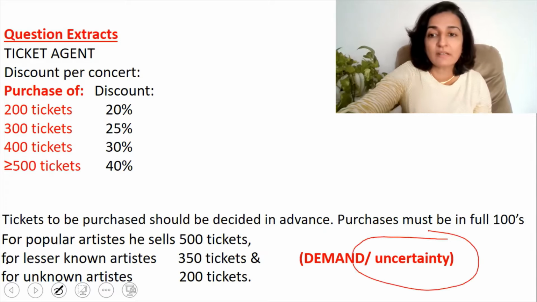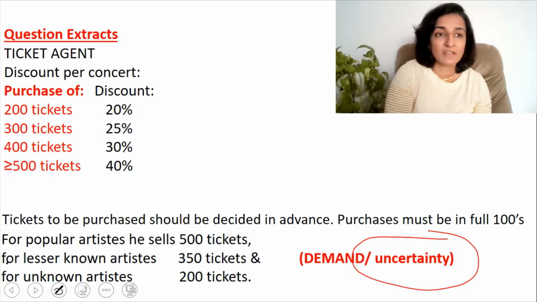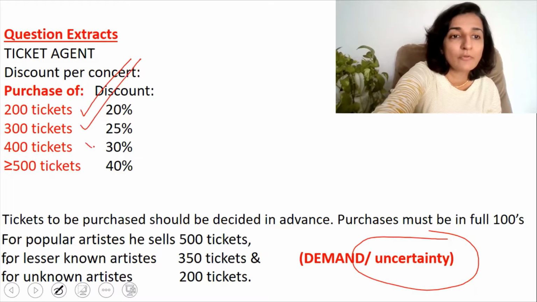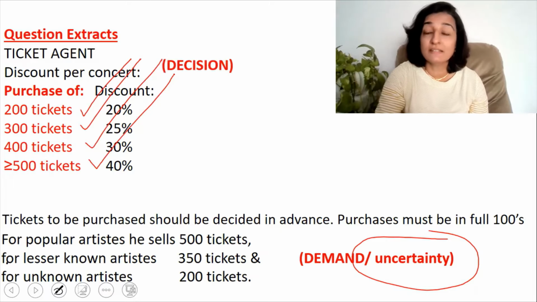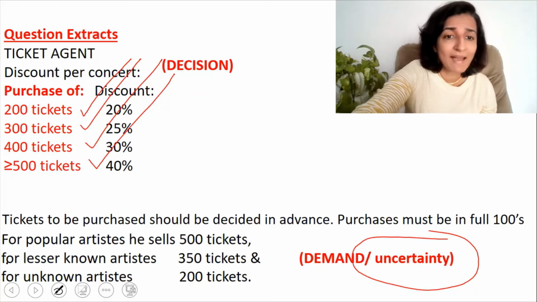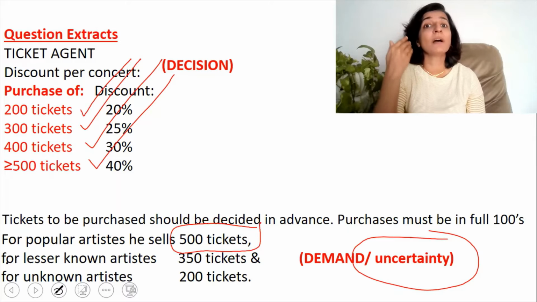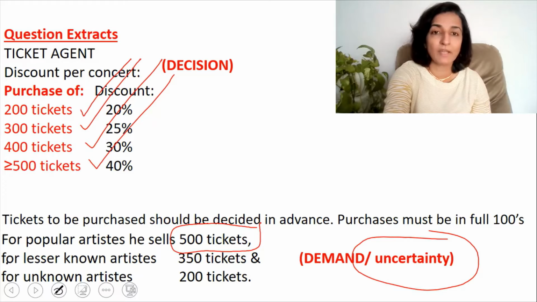So we know the uncertainty, but what is the decision to be taken? The decision to be taken is whether to buy 200 tickets, 300 tickets, 400 tickets, or 500 tickets. So that is the decision, so that will come as column headings. Should we buy more than 500? No, because the maximum demand is 500 tickets. So there is no question of buying more than 500 tickets. So we have got the row and the column headings. So let's construct the payoff table.